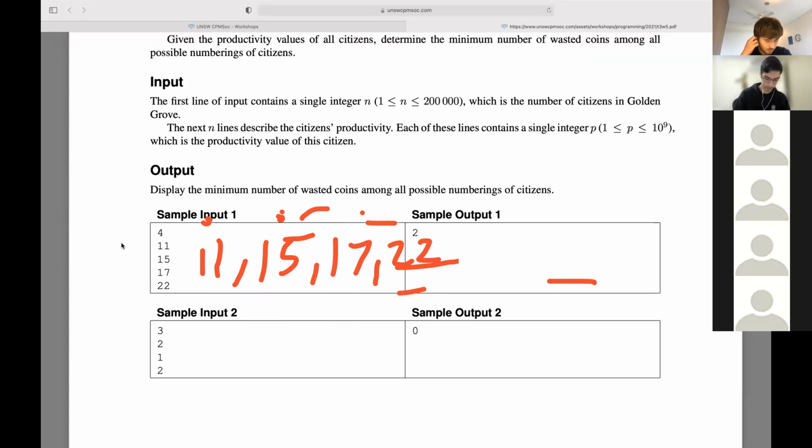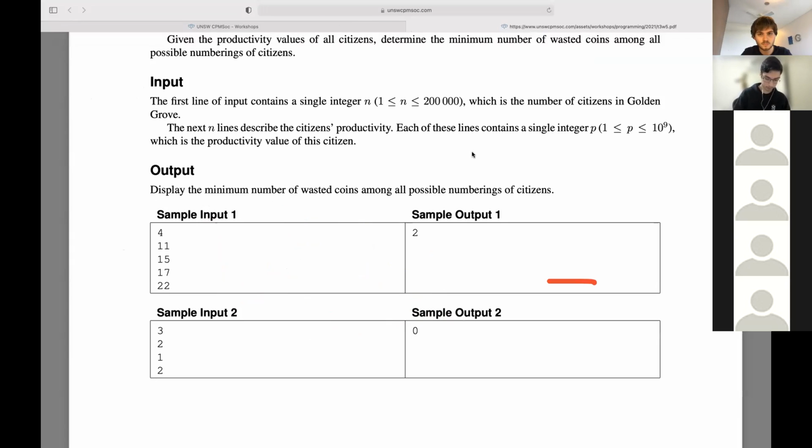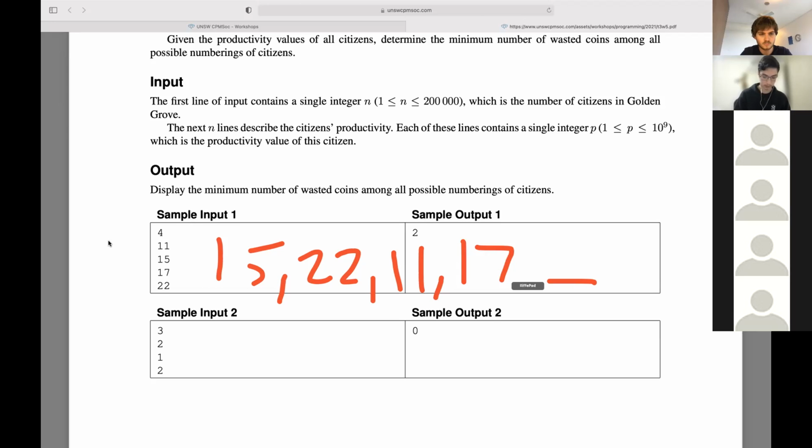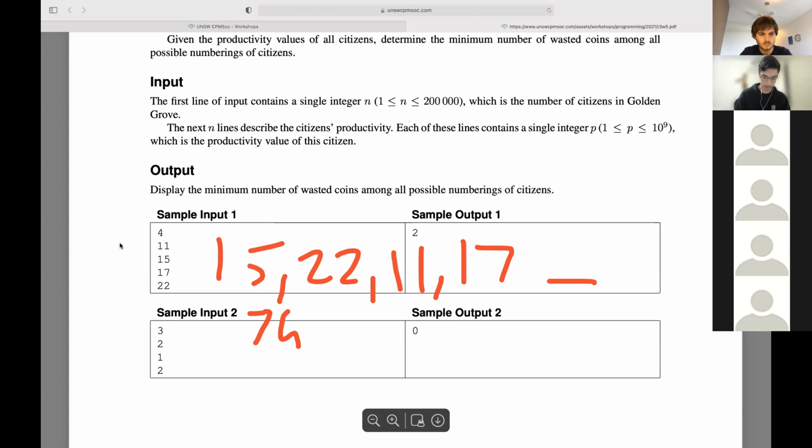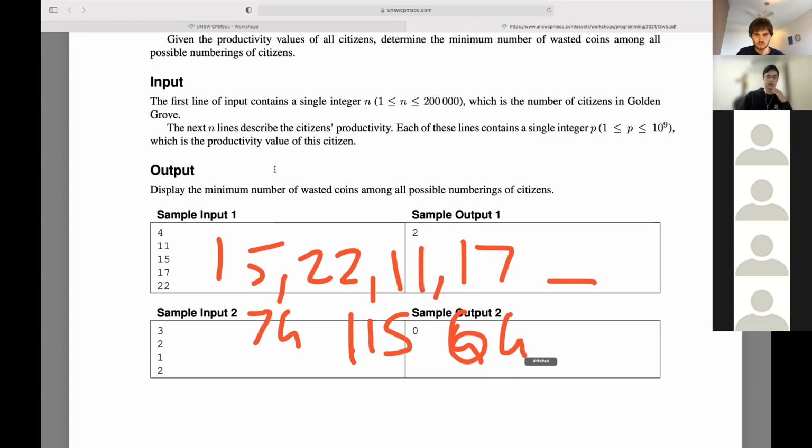So for example, in this one, you could put them in the order 15, 22, 11, 17. You get 7 gold coins in the first pair. In the second pair, the second one is smaller now, so you'll get 11 silver coins. And in the last one, you get 6 gold coins. And so that's how you get coins.